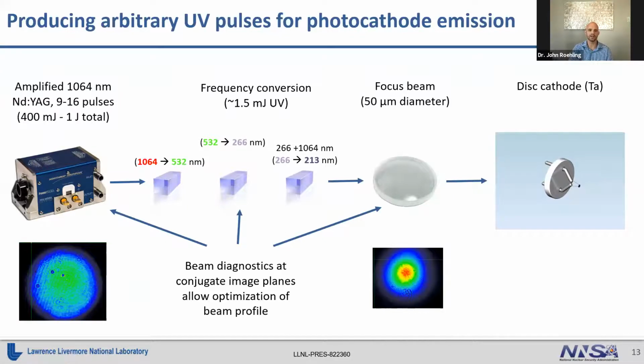So any longer and we just can't get the gain in order to change the 1064 nanometer light all the way into 213 nanometer light. But that's the limitation on our system.